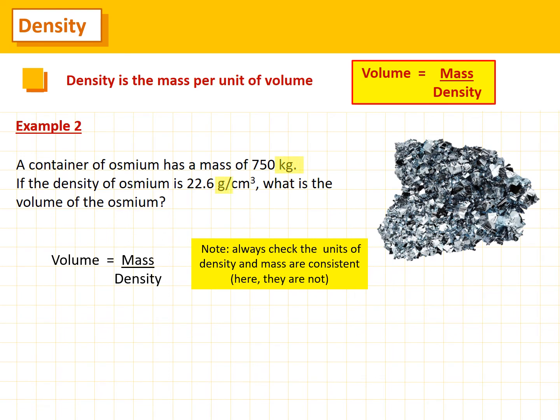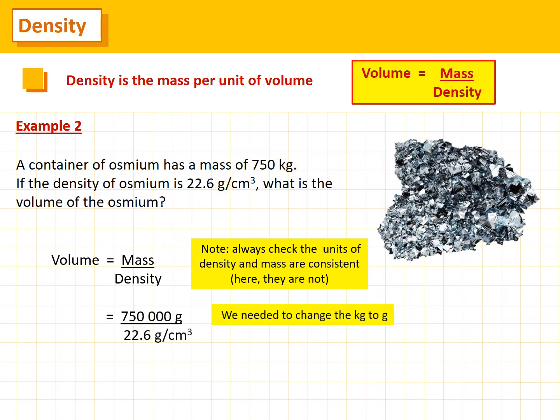However, we need to check those units because our container has a mass of 750 kilograms, but our density is given to us in grams. They're not consistent units, so we need to do something about that. We change the 750 kilograms into grams by multiplying by 1,000. And then 750,000 divided by 22.6 grams per cubic centimetre gives us 33,200 cubic centimetres.